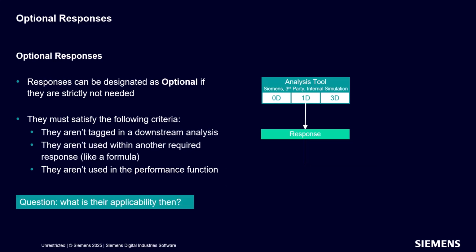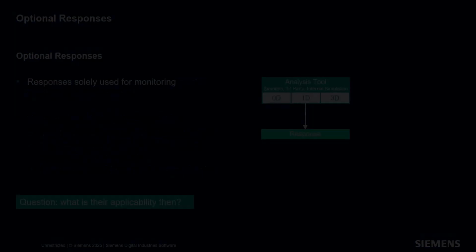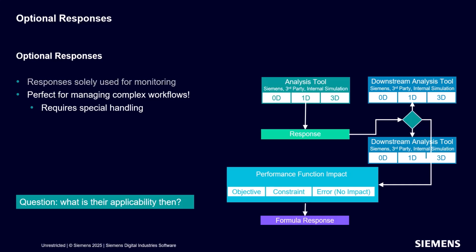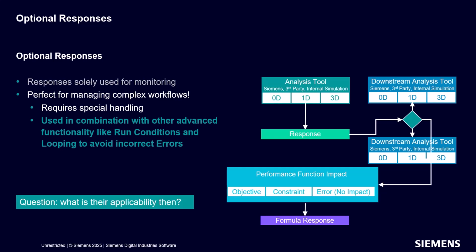So, how can optional responses be used then? They can be used for responses used solely for monitoring, as in our first challenge scenario. Additionally, they can be used in complex workflows with special handling. They can be used as key ingredients in utilizing loops and certain conditional analyses to avoid incorrect errors.